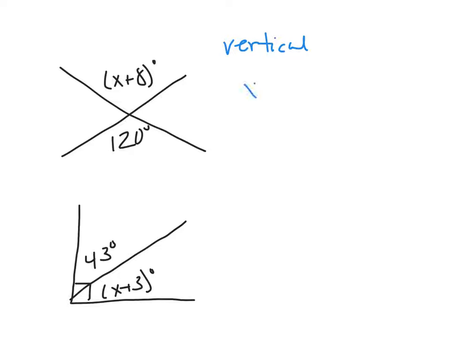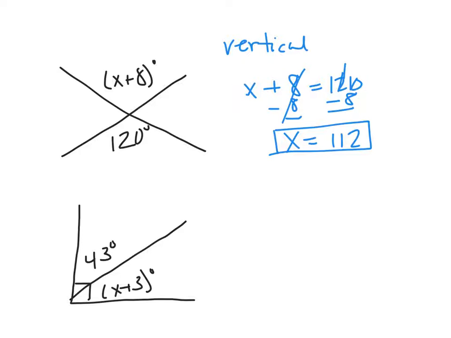And we set up our equation to find x as x plus 8 is equal to 120 degrees. Then we solve our one-step equation, so I'll subtract 8 from both sides. These will cancel and leave me with x is equal to 112.